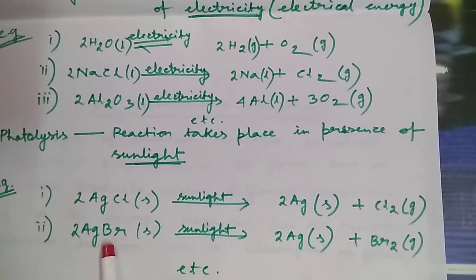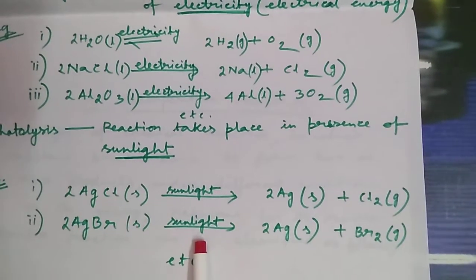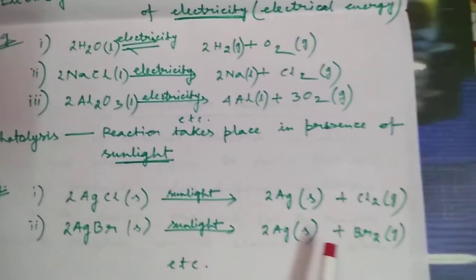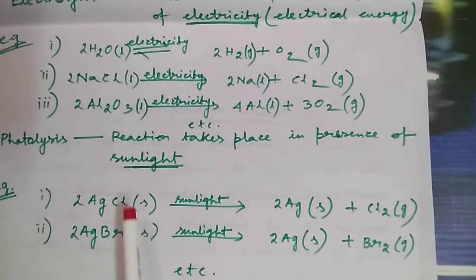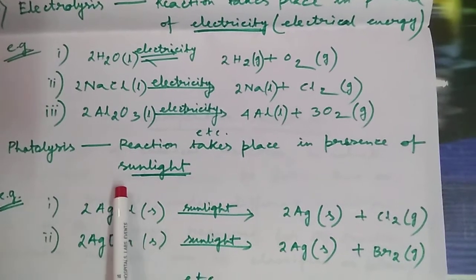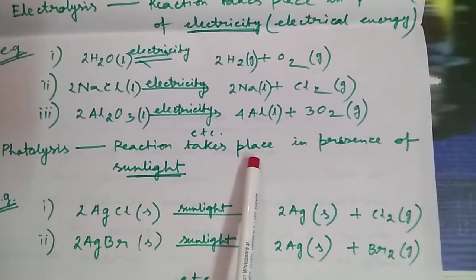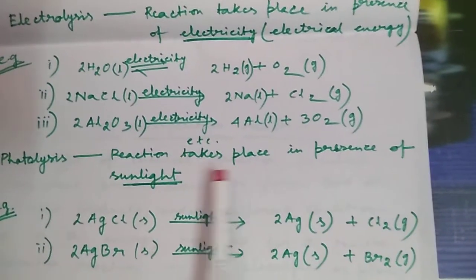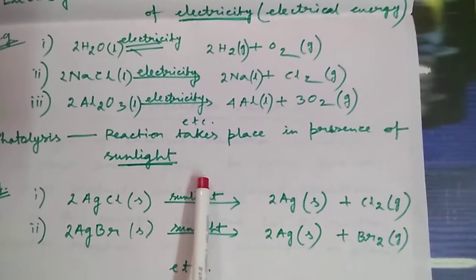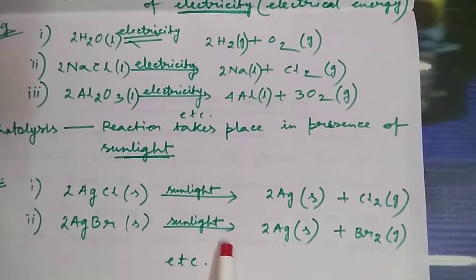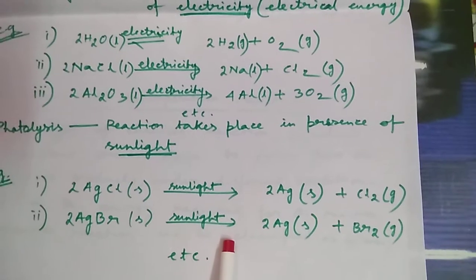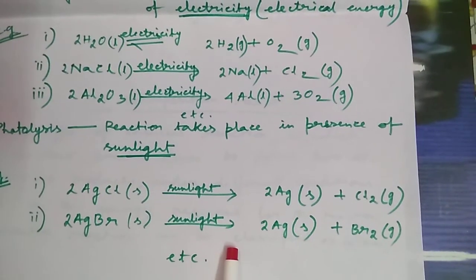Next, silver bromide breaks down in presence of sunlight to form silver metal and bromine. Mostly silver compounds undergo this type of decomposition, that is decomposition in presence of sunlight. In this case also you may get many other examples. You can consider those examples also.